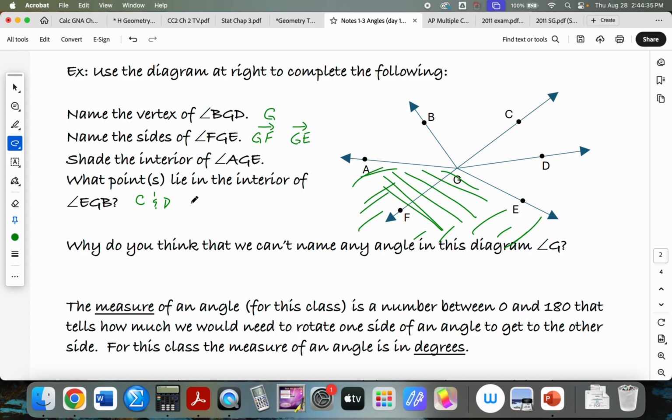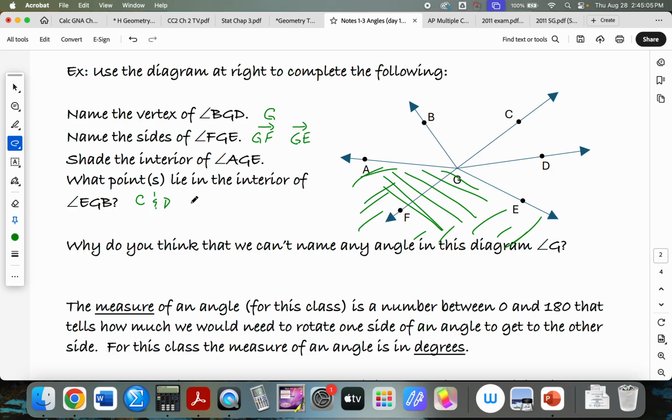C and D are in the interior. And then a question for you. Why do you think we can't name any angle in this diagram angle G? Yes. Because it's in the middle of everything, so every point needs to like remove it. So what do you mean by that? I think you have the right idea. Because G is in the middle, so then if we try to make a point, it would have to be CGC. Like you can't have a point if G's in the middle of everything.